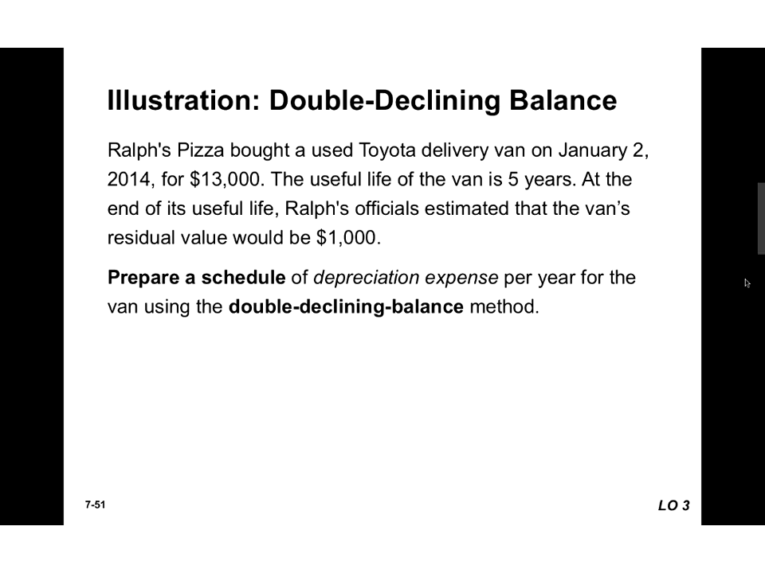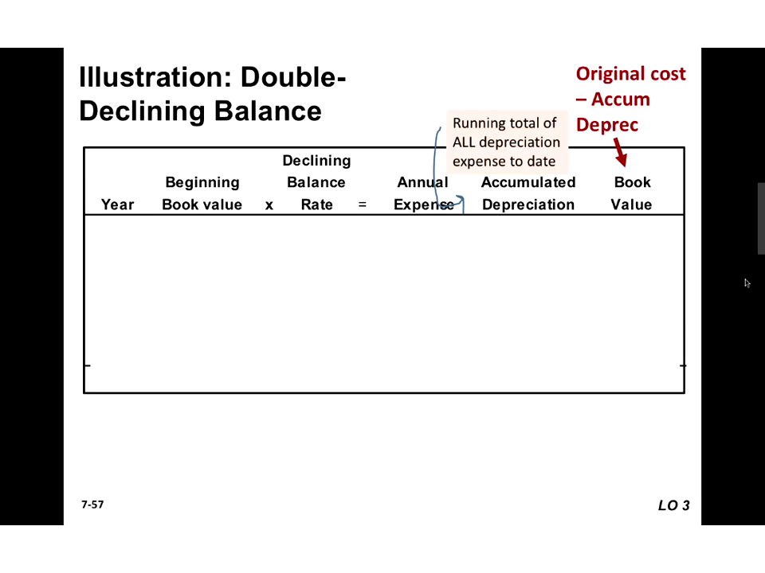So same set of facts. We don't need any new facts for double declining balance method. We know our original cost of this van was $13,000, has an estimated useful life of 5 years. It has a residual value of $1,000. The 5 years is estimated given to us. It's how long it's going to be useful to us in our business. The residual value is estimated and given to us. So then we go on.